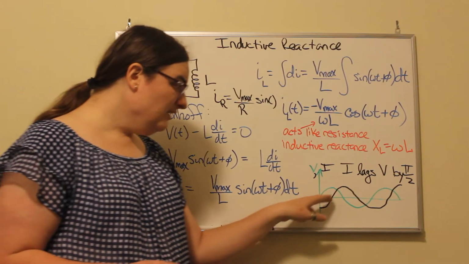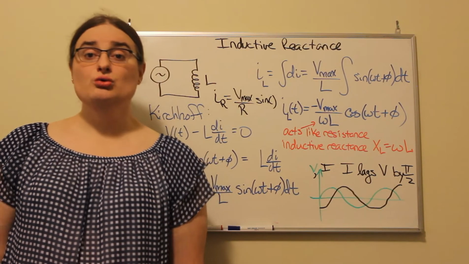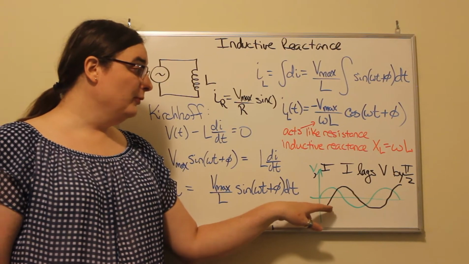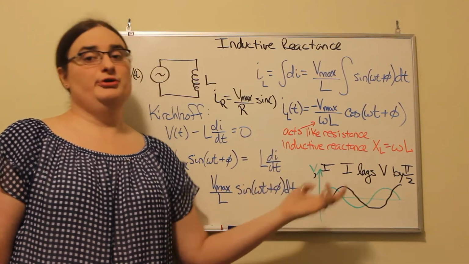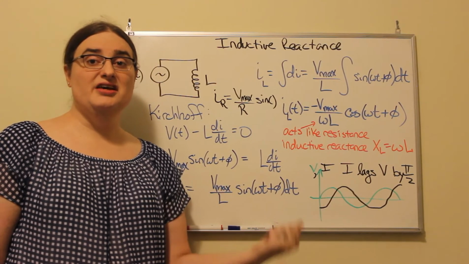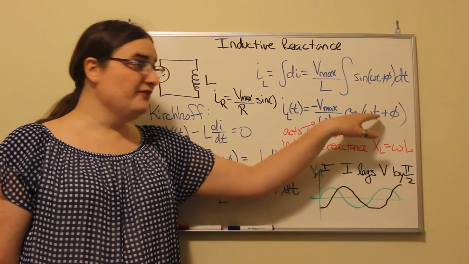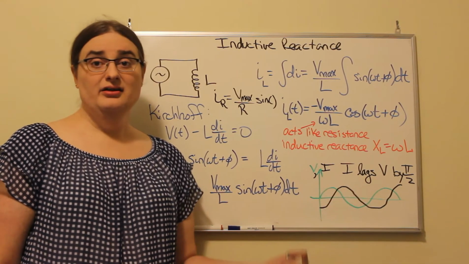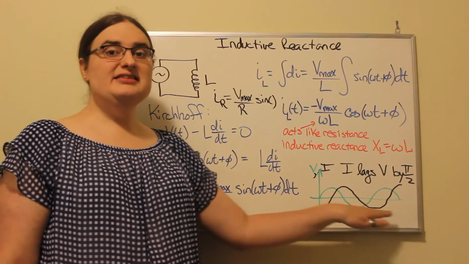Now, if I were to multiply those two functions together to look at the power delivered, I would end up with sine times cosine, which ends up through trig substitutions giving me the sine of 2 times my phase divided by 2. Well, the average of the sine is 0. So the average power delivered here is 0.